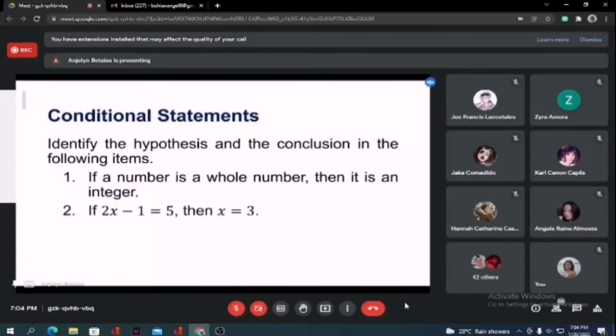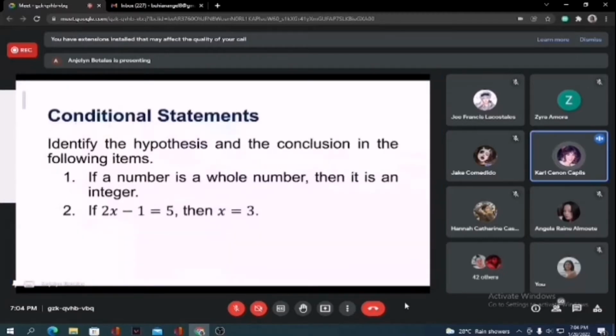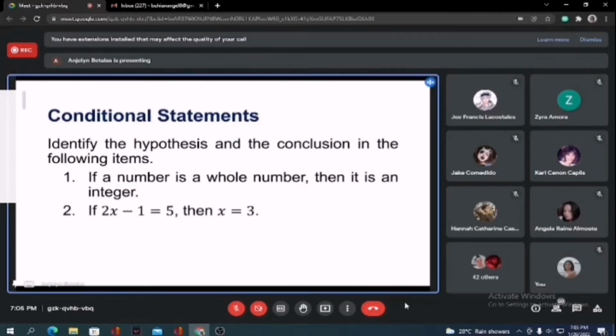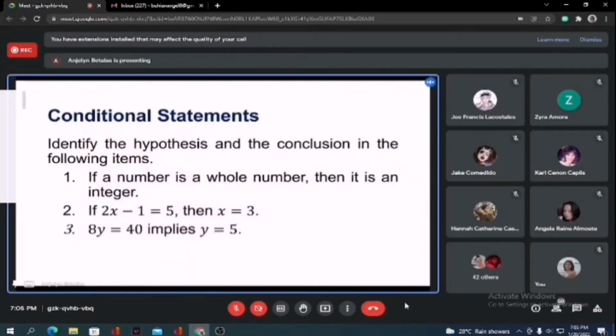Next, if 2x minus 1 equals 5, then x is 3. Who would like to answer? What is the hypothesis? The hypothesis is 2x minus 1 equals 5, and the conclusion is x equals 3. Okay, very good. Now, number 3. 8y equals 40 implies y equals 5.